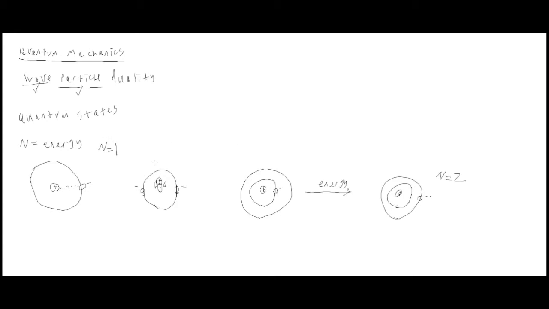The N equals 1 represents the lowest energy level, and the N equals 2 represents the next higher, and then we can go to N equals 3, 4, 5, so on, as high as you want. For all practical purposes, it's going to be finite, but there's no mathematical reason why it needs to be finite.